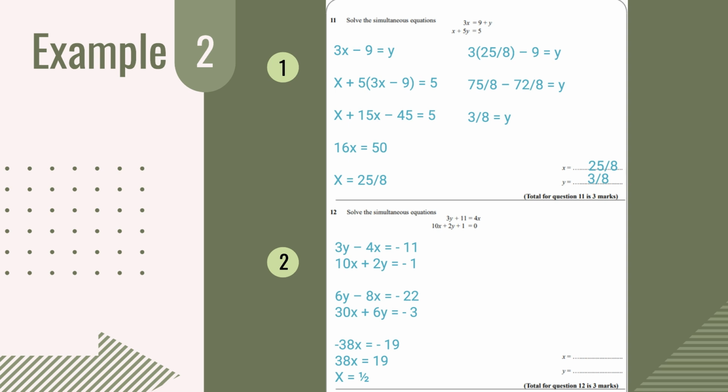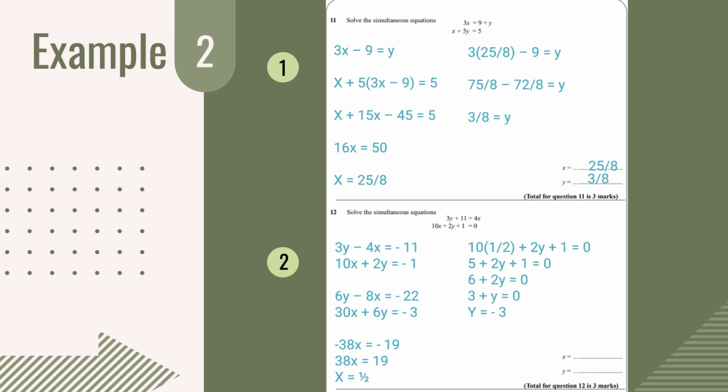Now, as the 6y's are both positive, we do the same sign subtract. So we get minus 38x equals minus 19. So you do minus 22 minus 3, which is minus 22 plus 3. Now, as they're both negative, we flip it to give them positive. So we do 38x equals 19, because they're both the same. Now, we divide 19 by 38 to get x on its own, and we get x equals a half.